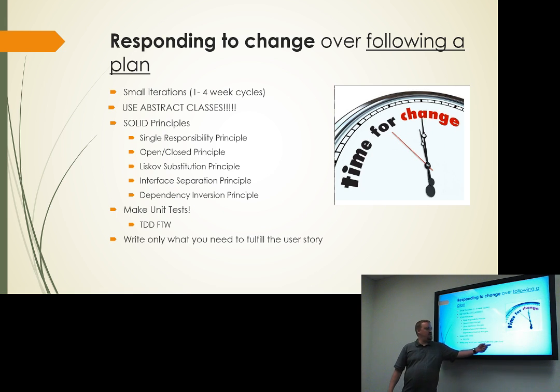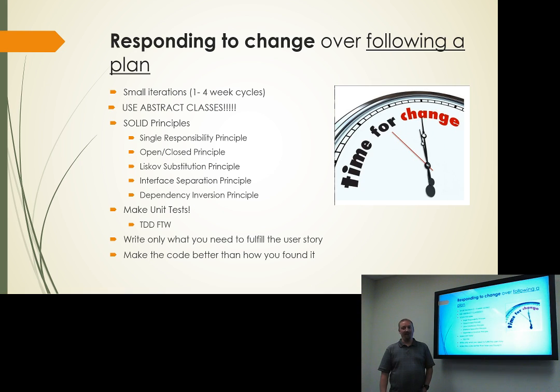And write only what you need to fulfill the user story. Nothing more, nothing less. No pie in the sky. Make the code better than how you found it. They call this the Boy Scout rule. That's exactly what I was thinking of when I heard it. Always leave the code better than how you found it. Pick up your mess. Pick up other people's messes. Okay? Make it better. Because when you do, it's going to be easier when the time comes for you to be able to make changes.